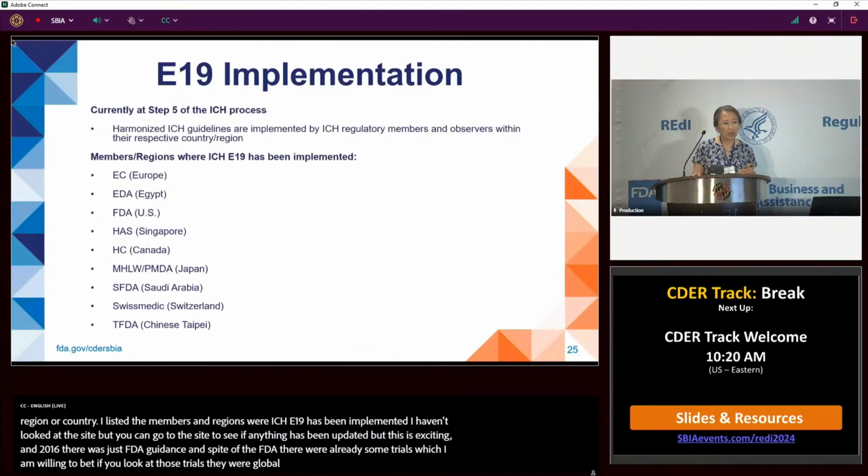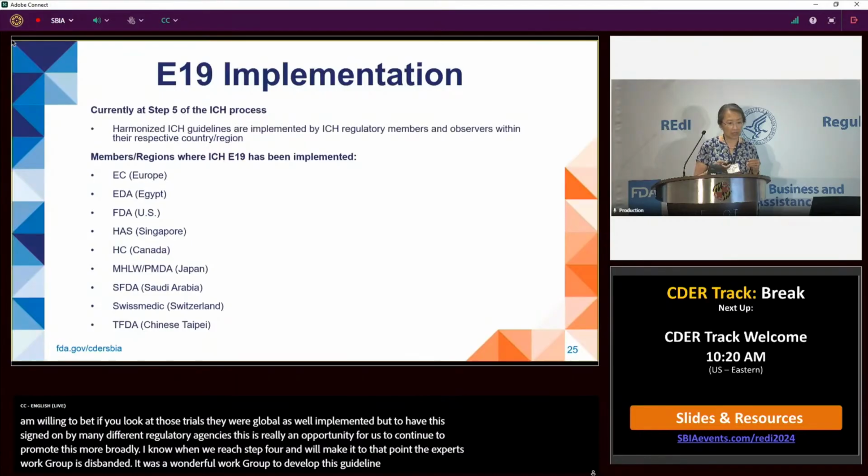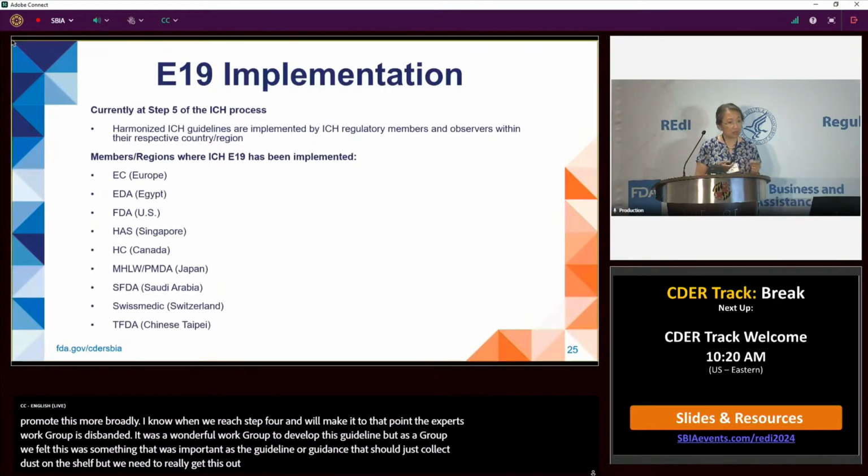I know that when we reach step 4, the expert work group is disbanded. It was really a wonderful work group to develop this guideline on. But as a group, we really felt that this was important as a guideline that shouldn't just collect dust on the shelf, that we need to get this out and encourage companies and sponsors to consider this in their clinical drug development program. Hence the conversation today I'm having with all of you.